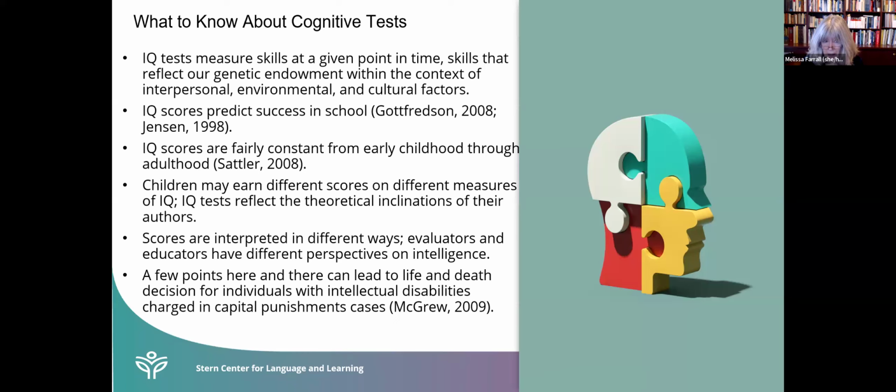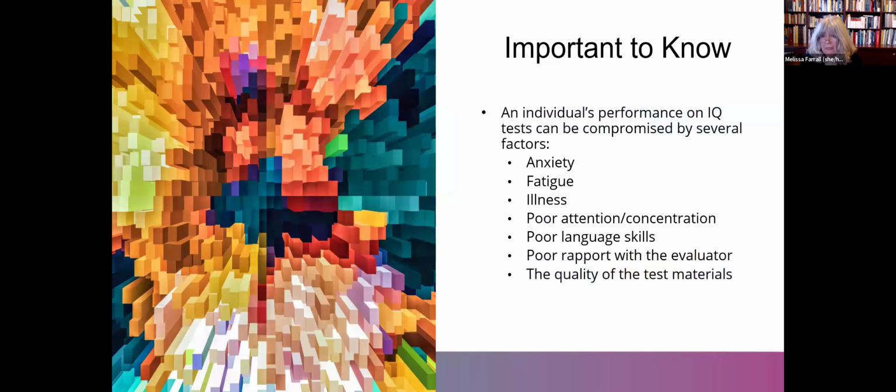But we actually use, in some cases, IQ tests to measure the intellectual ability of adults who have been charged in capital punishment cases. And a few IQ points here and there can determine whether or not we would levy the death sentence on someone. The ultimate in high stakes testing. So other things you should know about IQ tests.